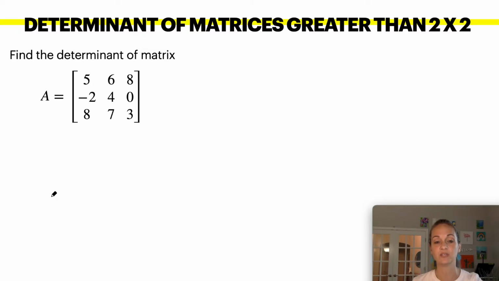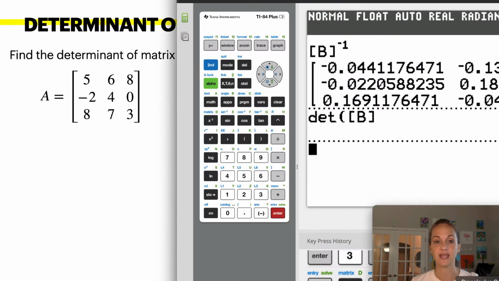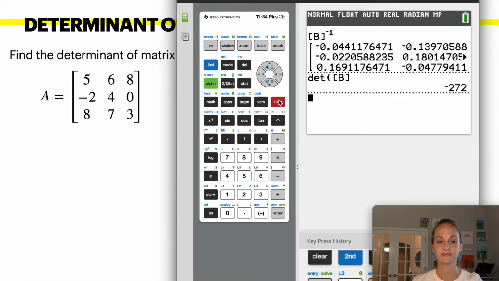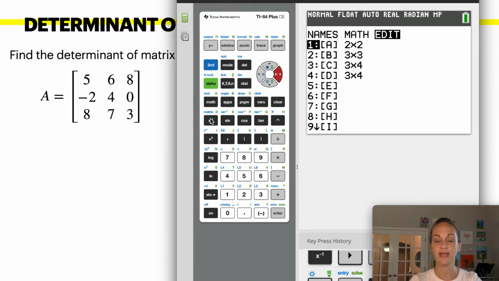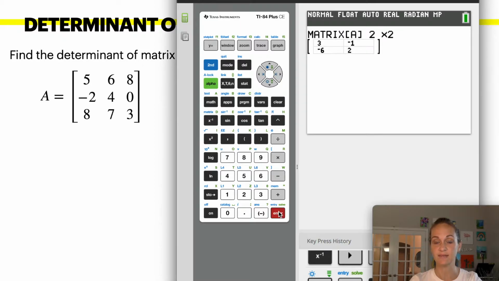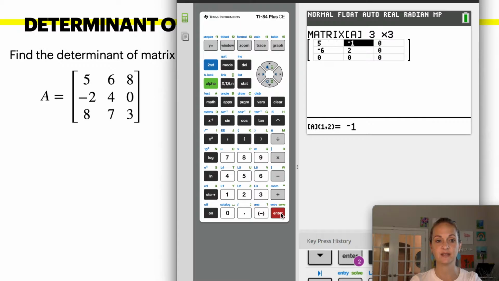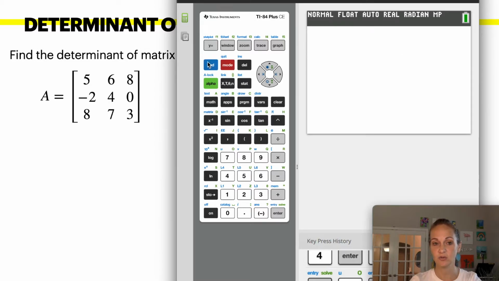So what you're going to do is pull up your TI-83 or 84 calculator. You're going to go into the matrix menu and edit a matrix. So I'm just going to edit matrix A. It is a 3x3 and I'm going to input the numbers. When you're done, hit quit.